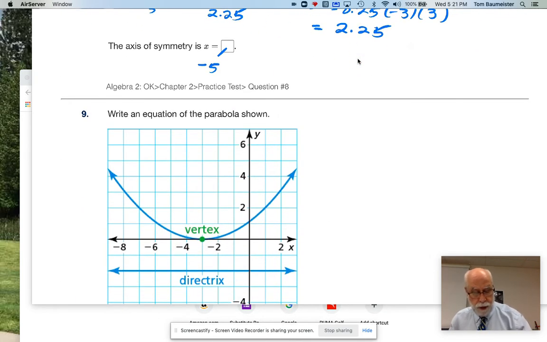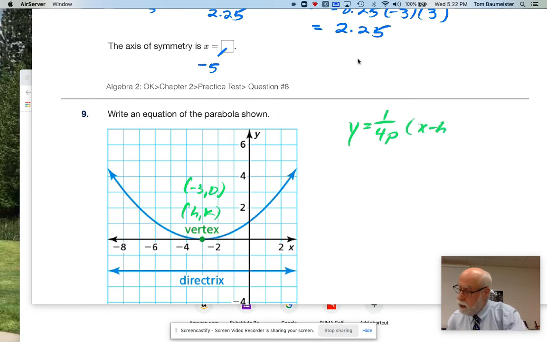All right, on this one here, I told you it was the focus of a parabola. If it's the focus of a parabola, we know that we have either the focus or the directrix. We might have both. On this one here, we have the directrix. So remember, our vertex is h and k. In this case, it's negative 3 and 0. And our formula would be y is equal to 1 over 4p times x minus h squared plus k.